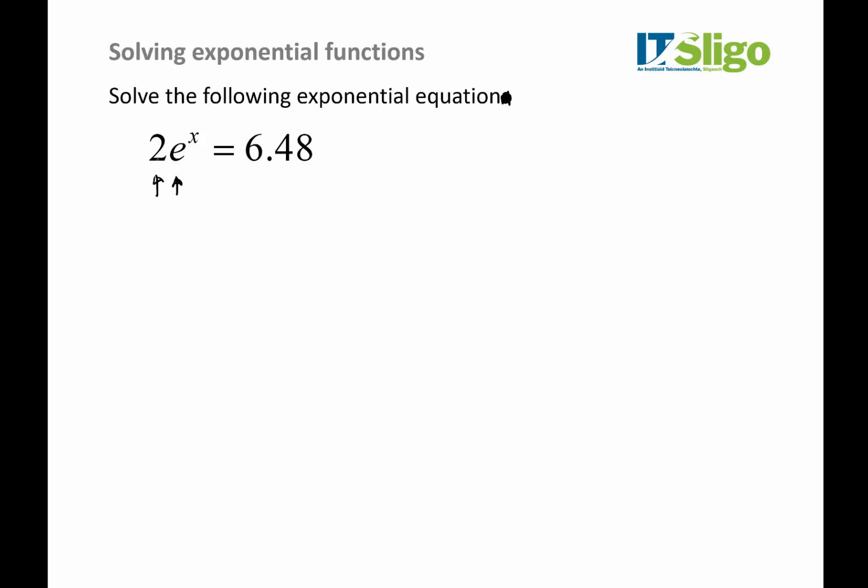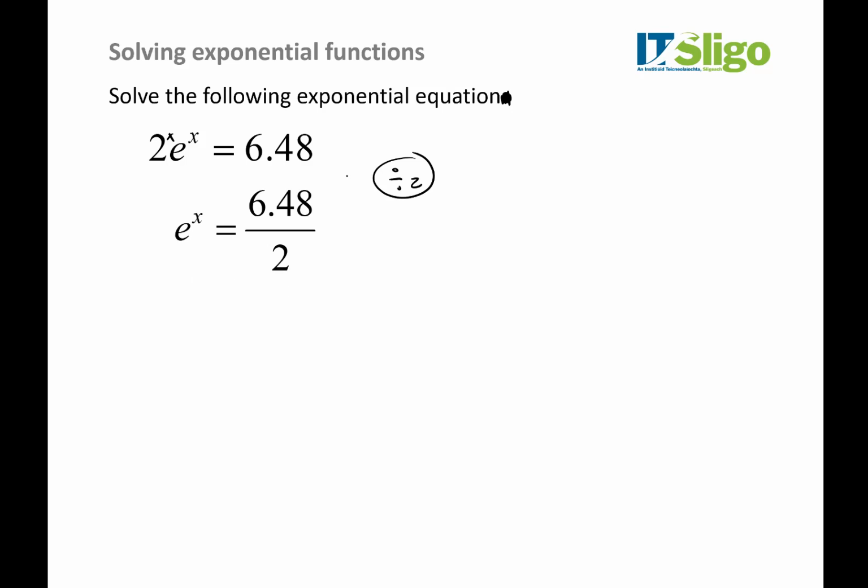So the first thing we're going to do is remove the 2. And then we're going to remove the e. Don't try and kill the e first. You must work from the outside in. So 2 is joined on by multiplication. Our first step is to divide both sides by 2.